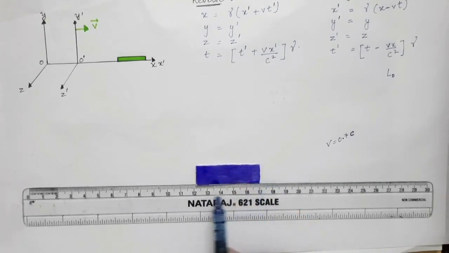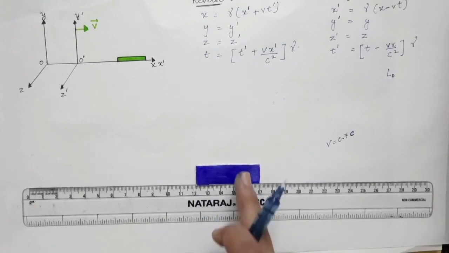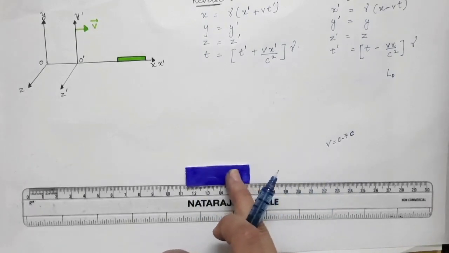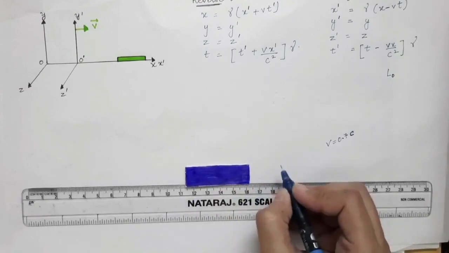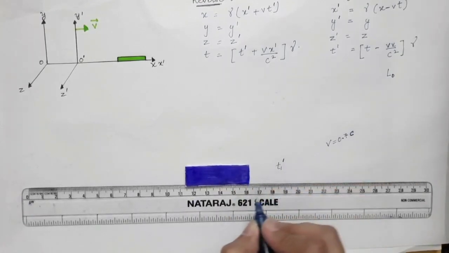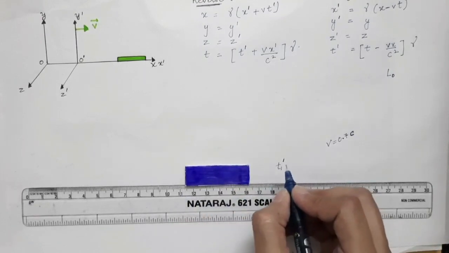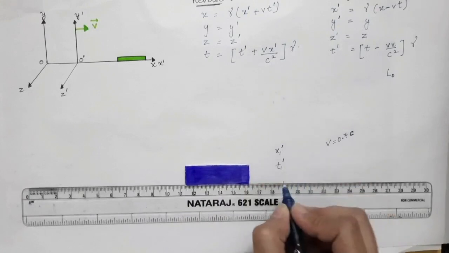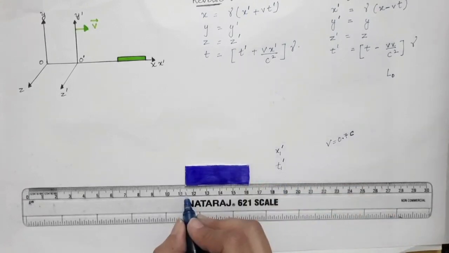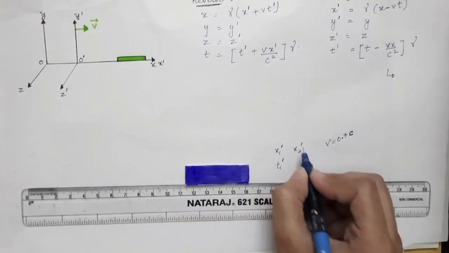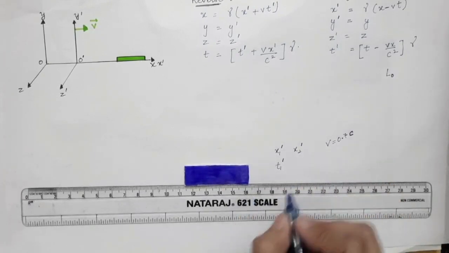So these two coordinates must be measured at the same instant of time when the object is moving. Only then will the subtraction of the two coordinates give me the correct length. So the t prime, this is a moving object. So let's say the first coordinate is taken at t1 prime time and another coordinate is measured. So x1 prime is measured at t1 prime, and the x2 prime coordinate, the second coordinate, is measured at t2 prime.